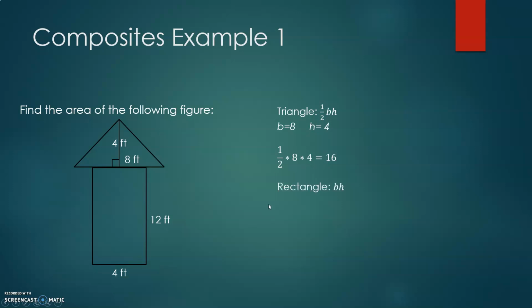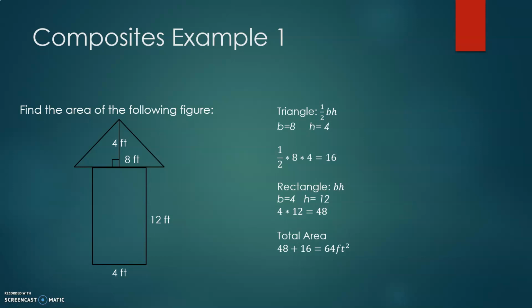We then can move on to our rectangle, which the formula for a rectangle is base times height. In this case, I assigned the base being 4 and the height being 12. So then the area of that is just simply 4 times 12, which is 48. So I found that this top triangle has an area of 16. This bottom base area has an area of 48. So if I want to know what the total area of this figure is, I just simply have to add those two together. So 48 plus 16 is 64 feet squared.